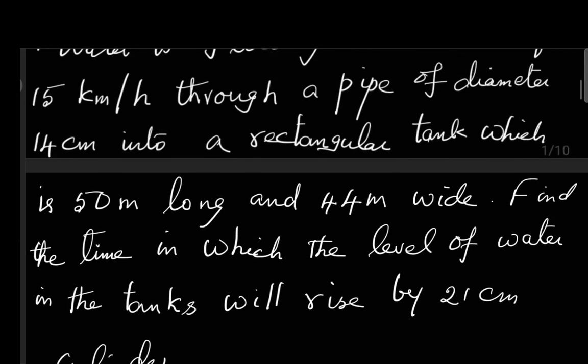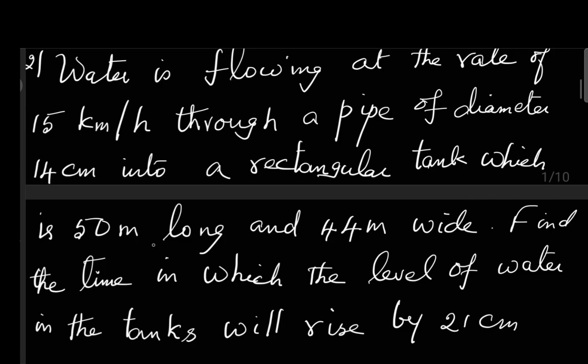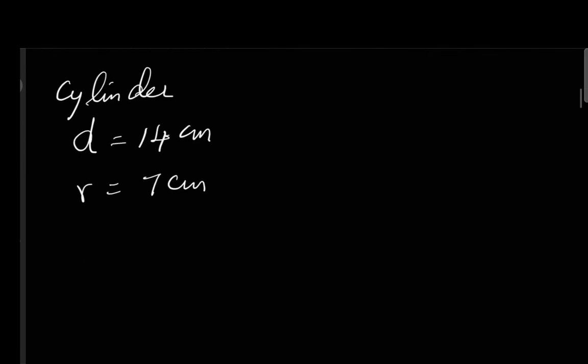And also look at the units. All the units are in meter, so let me convert into meter. I divide by 100. 7 by 100 meter. So the radius of the cylinder is 7 by 100 meter.